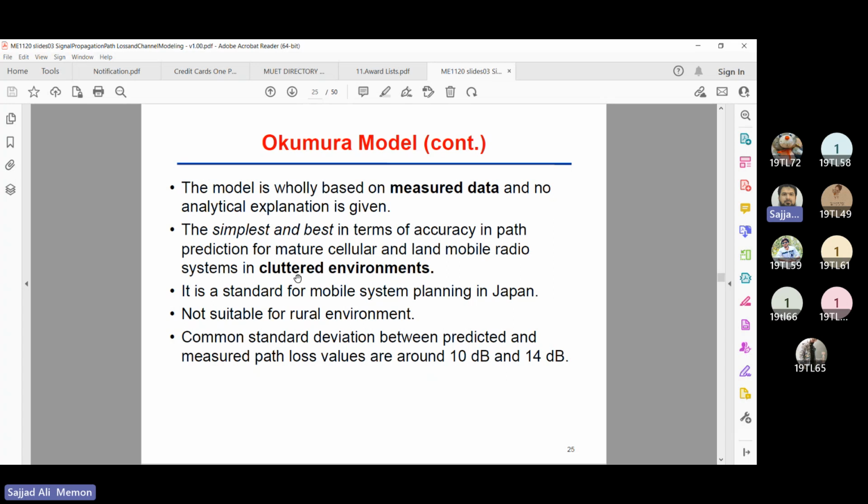We have cluttered environments other than the rural environment. It is for suburban and urban environments, and common deviation is from 10 to 14 dB. It means the value calculated using this model may vary up to plus minus 10 or plus minus 14 dB from the actual values. So that is, you can say, the variance of this model.